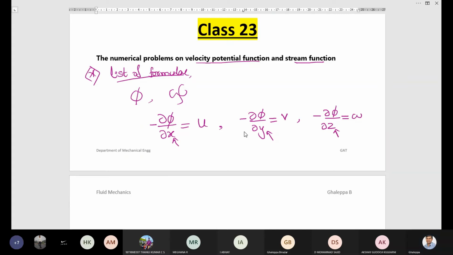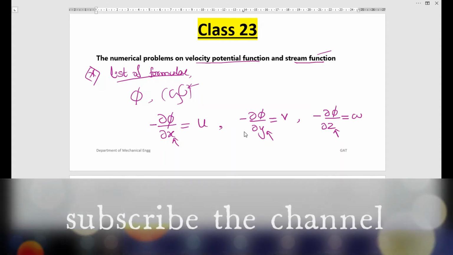formulas for stream function. Stream function is represented by the symbol psi. Then the definite formula for stream function is: the derivative of the stream function with respect to any direction gives the velocity component perpendicular to this direction. Here x is the direction I have considered. Perpendicular to the x direction is y. So the velocity component in y direction, that is v, is here with a negative sign.